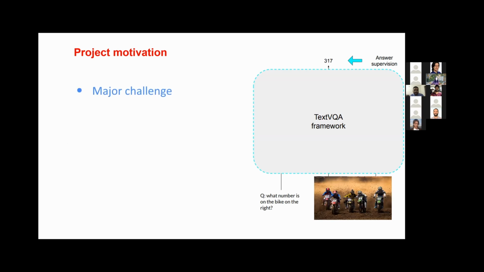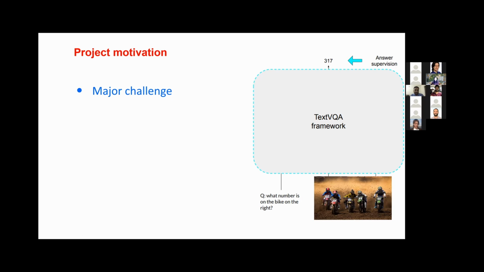So we found the major challenge of text VQA is that it needs to jointly understand the information in 3 modalities: vision, language, and OCR text. It is very difficult to align the descriptions in different modalities that actually refer to the same or very closely related entity. For example, in this example, the number on the bike on the right, the system needs to infer that the word number has a very close relationship with the detected OCR region that actually contains numbers.